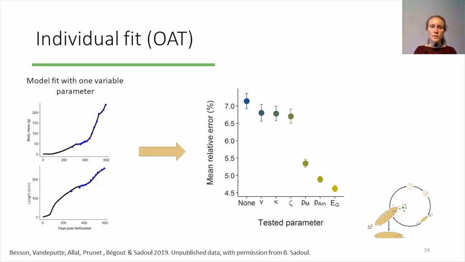And that was the case for PM, for PAM, and for EG. And in that case, they used the distributions they obtained for these parameters to estimate their heritability. So they decided that EG was the most likely viable parameter. And that's how they estimated the 40% heritability we've seen before.